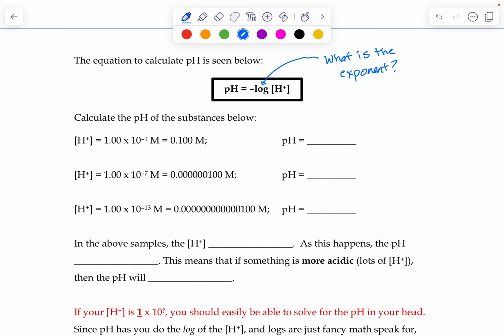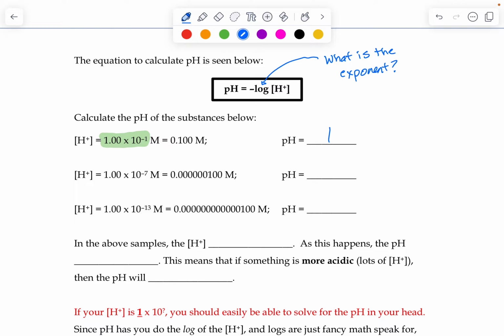When I ask people, what is the exponent of this number? They say -1 without hesitation. But if I ask them, what is the log of this number? Then so many people go to grab their calculator. No, it's just fancy math speak for what is the exponent. Well, the exponent of that number is -1. But our equation doesn't want just the log, just the exponent. It wants the negative log. It wants you to flip the sign on your exponent. So instead of -1, we just have 1.